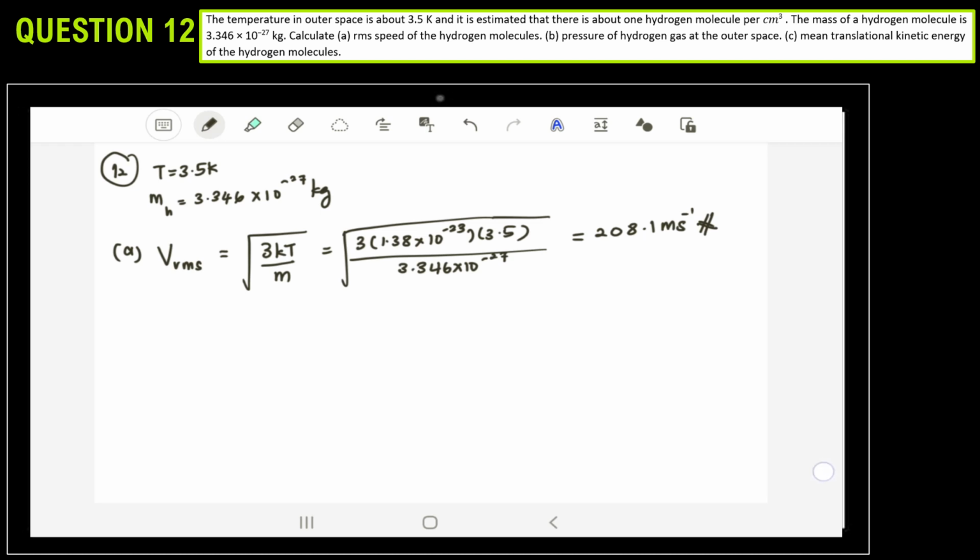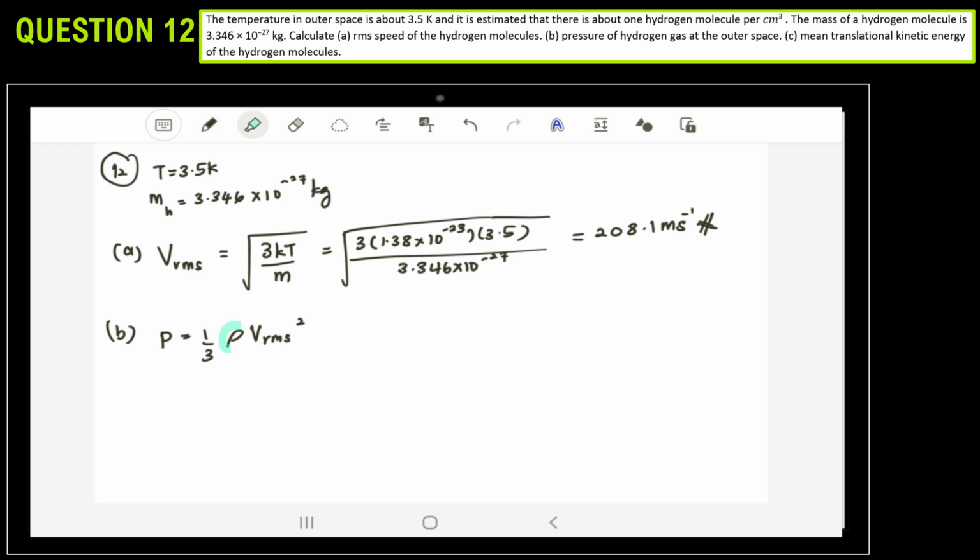And B, what is the pressure of the hydrogen gas in outer space? We want to find the pressure. As we have the mass and also the volume, which is 1 hydrogen molecule per centimeter cube, actually we can straightly find the pressure. So what is the formula for pressure? P is equal to 1 over 3 times density times VRMS squared, because we already have VRMS from the previous question.